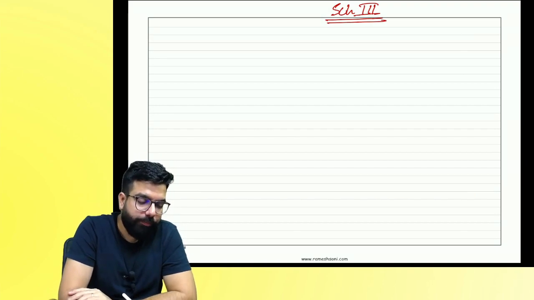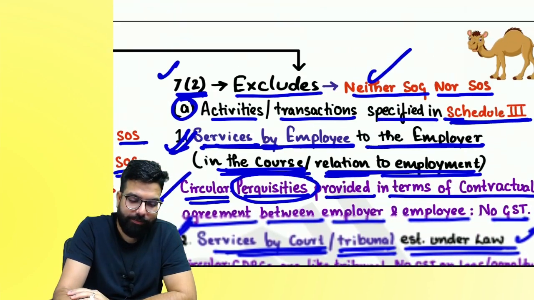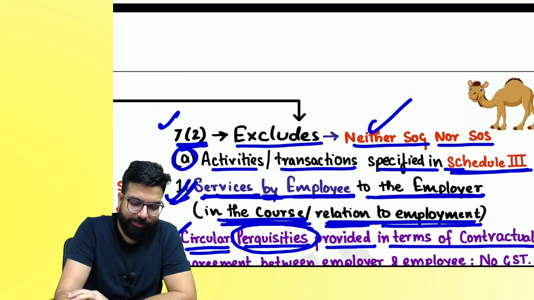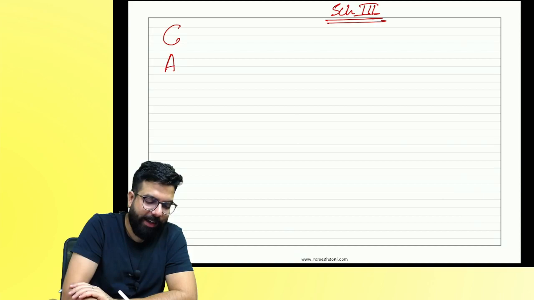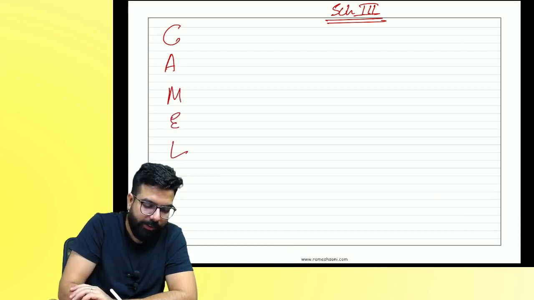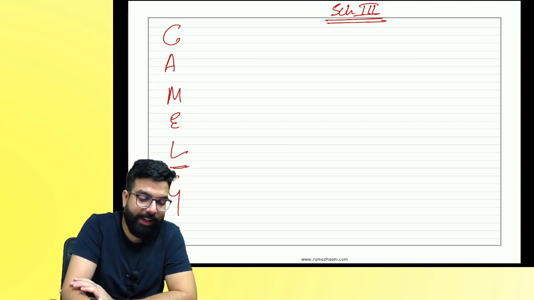I told you. You can see over here. Who is this? Yes. Who is this? I taught you. Camel G. What is this? Camel G.